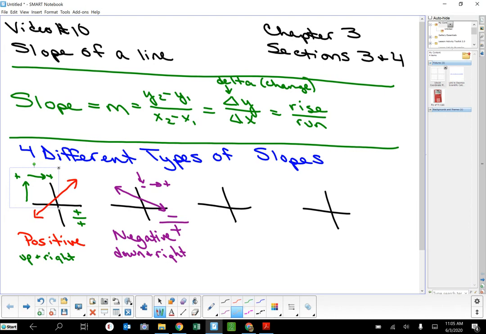Okay, well, what happens if you have a slope that just goes horizontally? So this is a slope that you would classify as a zero slope, and that is because it has no rise, but it has run. And so if you look at that, you would have no rise, which is 0, over some number of run, and 0 divided by anything is 0. And so a horizontal line is always going to have 0 slope.